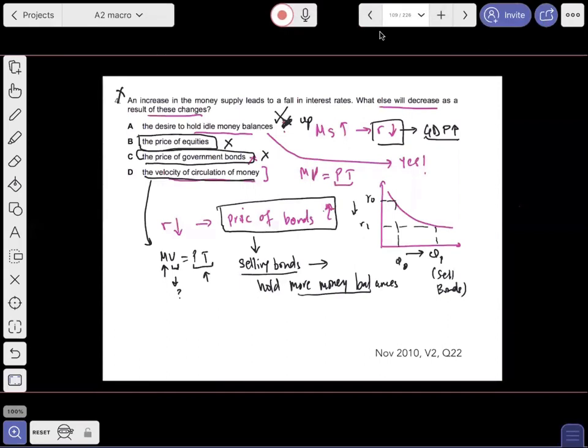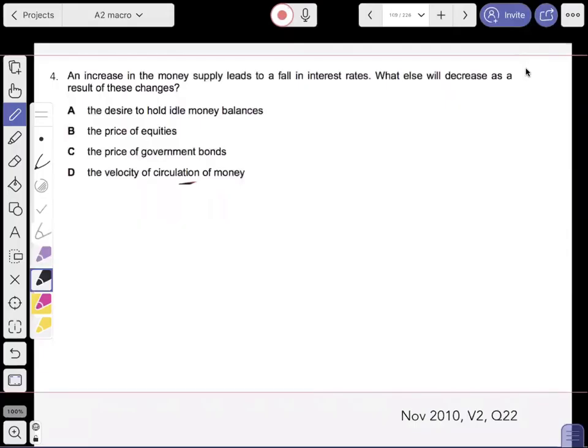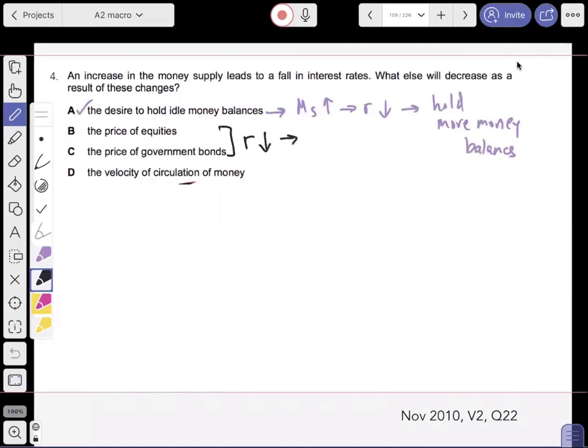Then what was being said? Give me 1 minute as well. So one thing for sure that I explained here is that when money supply increases, interest rate will fall, and if interest rate falls, people will hold more money balances. So that's why this is definitely wrong. People should hold more money balances because of speculative demand for money. We also said that whenever interest rates go down, price of bonds and equities should always go up because they are financial assets.